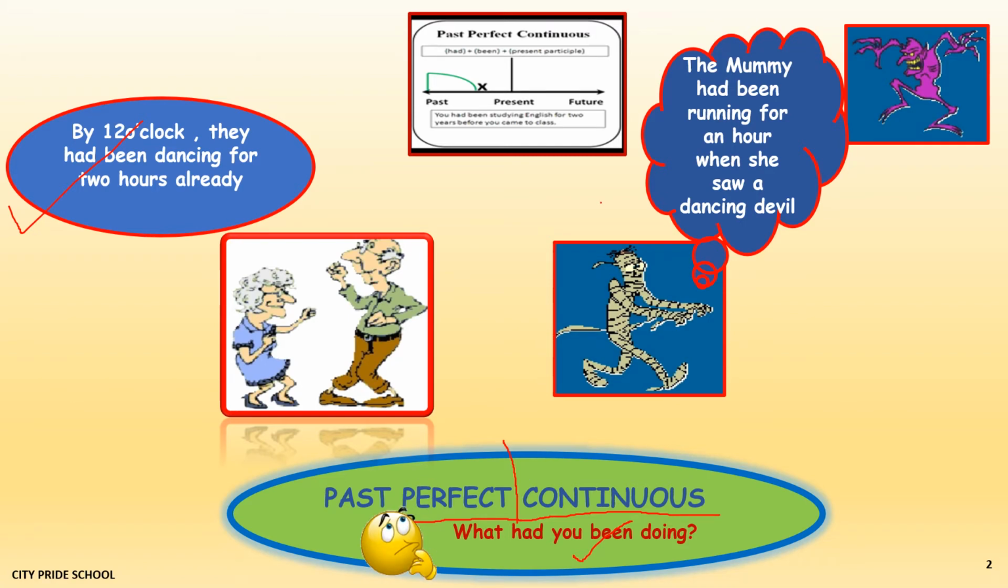Let's look at this example. The mummy had been running for an hour when she saw a dancing devil. So 1 hour of running was already completed. That's when mummy saw the dancing devil, but she continued to run. She did not stop. As far as the timeline is concerned, the action started here and it has ended here. The cross indicates the end of an action. So past perfect continuous also has nothing to do with present tense.